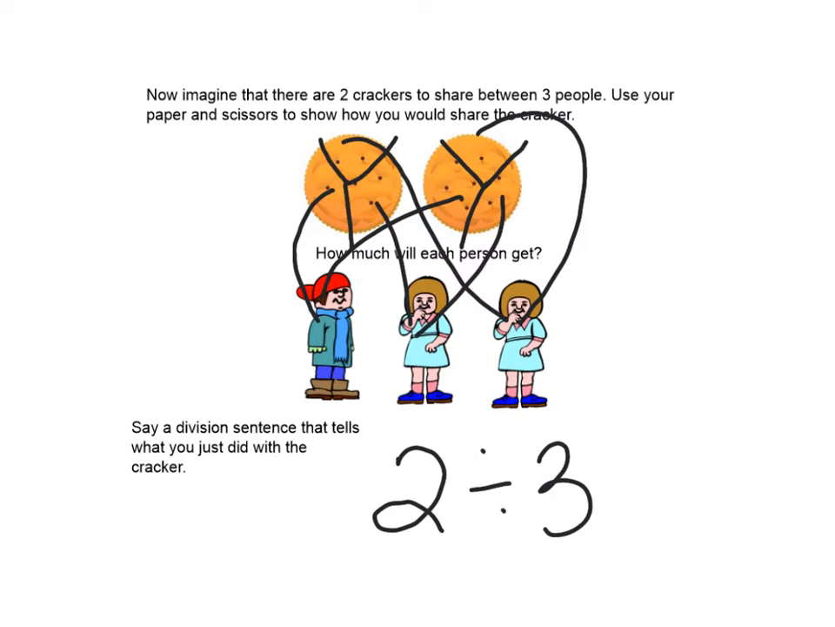And think about how many pieces of cracker did each kid get? Well, if you look at this boy right here, he got this piece and he got this piece. So he got 2 pieces out of 3, or 2/3 of a cracker. So 2 divided by 3 equals 2/3. I hope you're starting to notice a pattern with our division here.